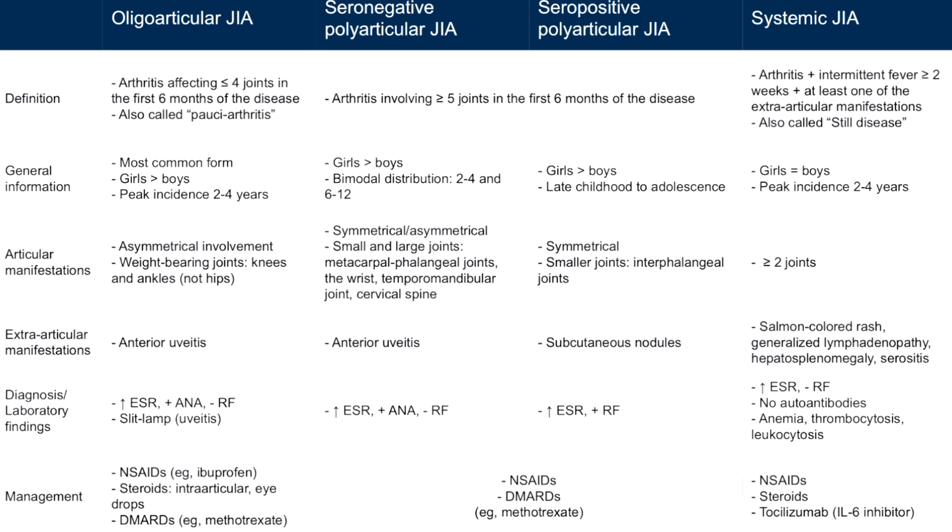Alright, let's discuss the classification of JIA. We're going to focus on oligoarticular JIA, seronegative polyarticular JIA, seropositive polyarticular JIA, and systemic JIA. After that, we'll discuss other types briefly. First, let's start with oligoarticular JIA. It's defined as arthritis affecting less than 4 joints in the first 6 months of the disease. It is also called polyarthritis. It's the most common form and affects girls more than boys, with a peak incidence of 2 to 4 years.